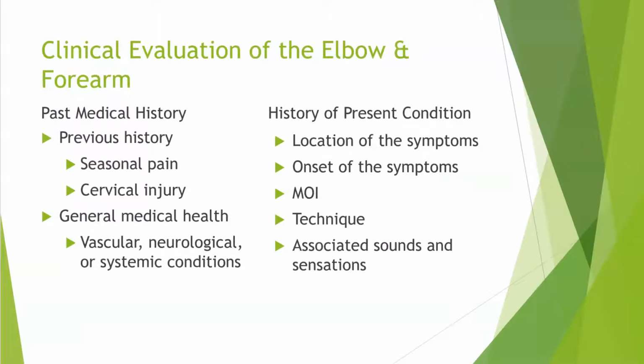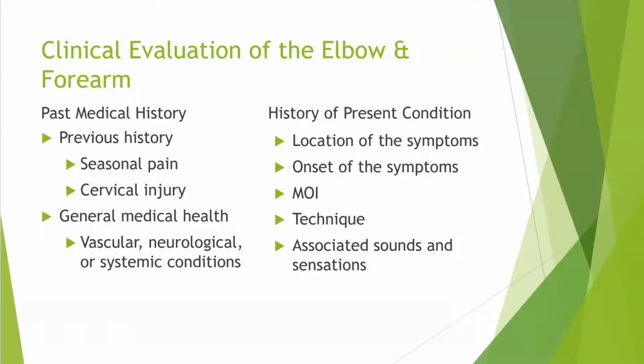Okay, so with our clinical evaluation of the elbow and forearm, it's really important to know what's going on currently and if they have any past history. It's pretty prevalent in baseball and tennis, where they're having elbow issues. And we want to see what the past history was. Is it only when they're in season? Is it stemming from the neck? Maybe they slept on it wrong or was in an MVA, motor vehicle accident, and figuring out from there.